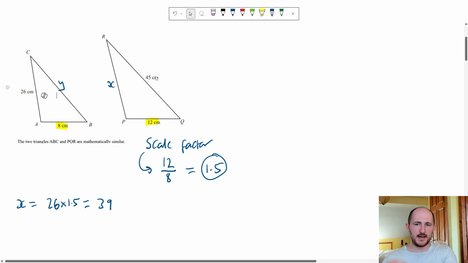Likewise, if we wanted to work out the side on the smaller triangle, all we'd need to do is, because we're going from a bigger to a smaller size, we're going to divide. And again, you can use a bit of common sense here, right? If you know that the left triangle is smaller than the right, then if you're going from right to left, the number should get smaller. And if you're going from left to right, the number should get bigger.